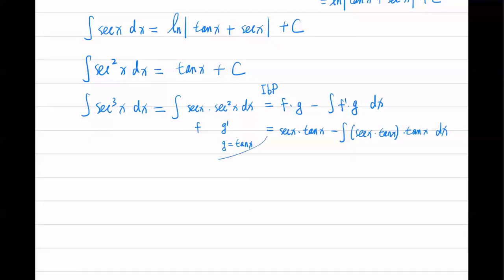Let me continue from there, have more space. Secant x tangent x, secant x tangent square x dx. Okay, we have a tangent square. How do we deal with tangent square? Sophia, what are the approaches for this?